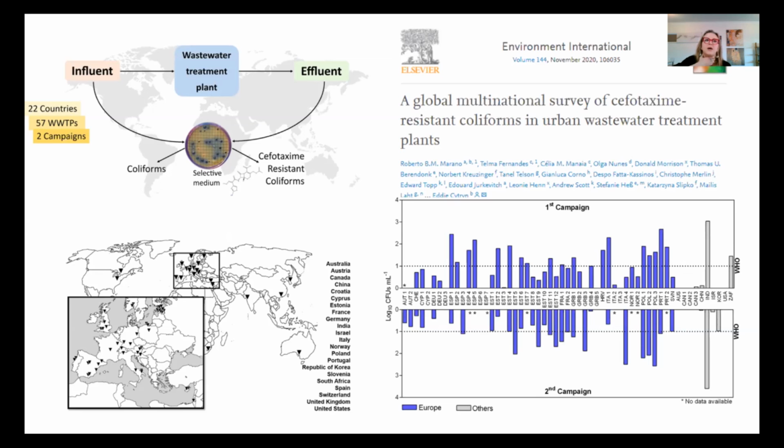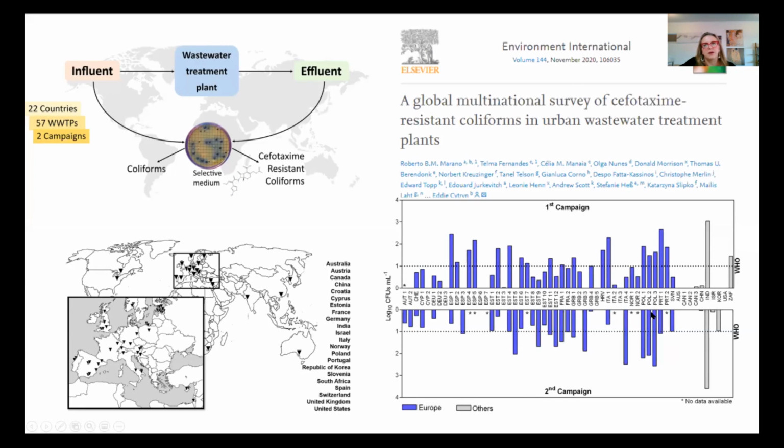Here, we participated in a study which covered all the influents, European influents, and we coupled with some other countries in the world like US, Canada, India, China, and South Africa. And we monitor all the influents for coliform, so for E. coli in particular, cefotaxime resistance.